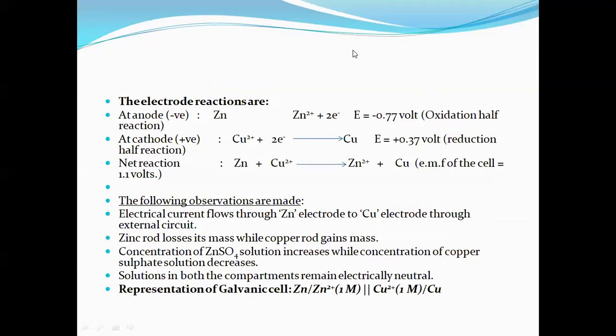What will happen here, right? Now, there are two types of reactions. Zinc acts as the anode. What is the anodic reaction? Zinc gives rise to zinc 2+ plus 2 electrons, and copper gains electrons.